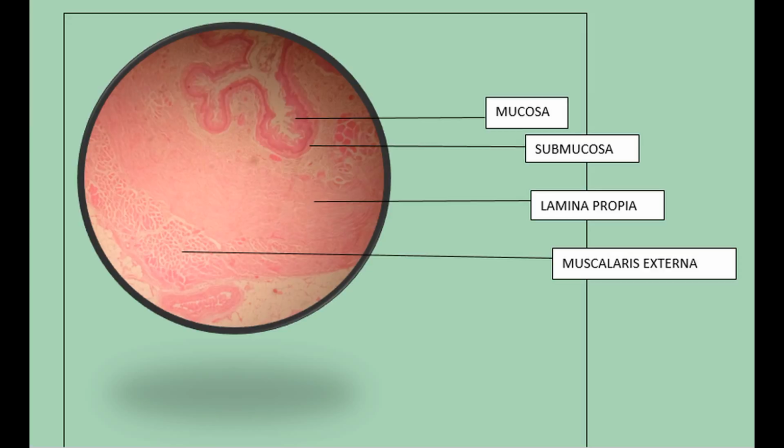Okay, the layers of the tissue that can be observed in the esophagus: first is the mucosa, then submucosa, then lamina propria, and the last layer which can be observed is muscularis externa.